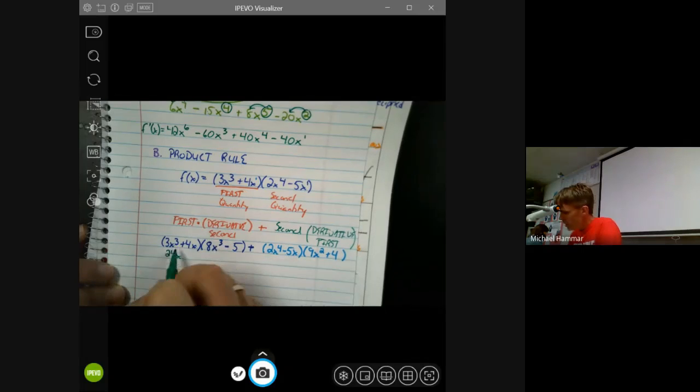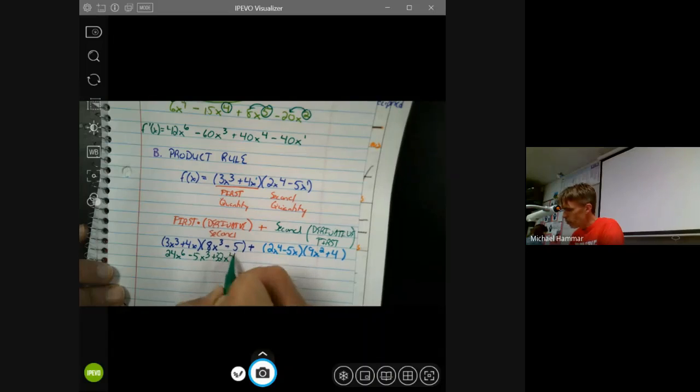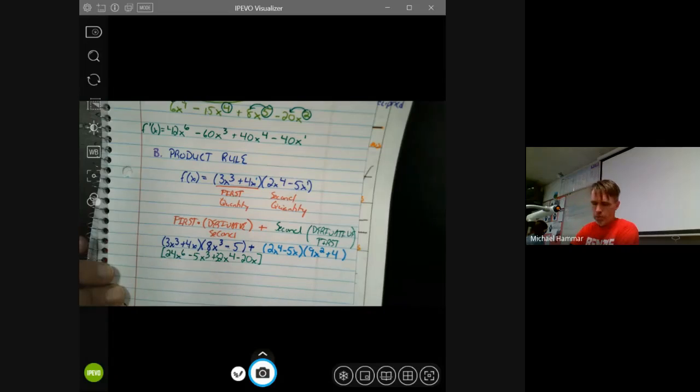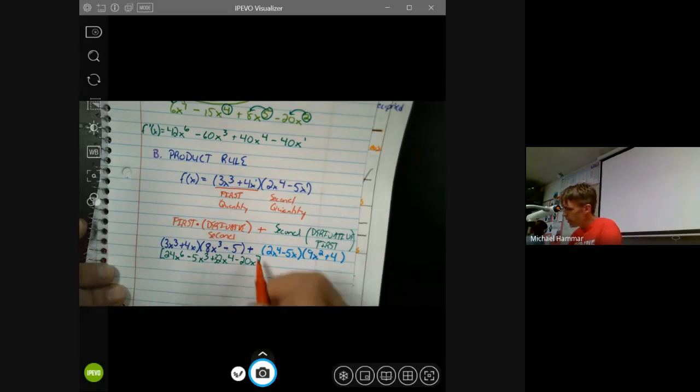x to the 6th, and then 3x cubed minus 5x will be minus 5x cubed. So we're just FOILing this out. 4x times 8x cubed is plus 32x to the 4th, and 4x times negative 5 is negative 20x. So that's multiplying out the first part. Now we need to multiply out the second part.